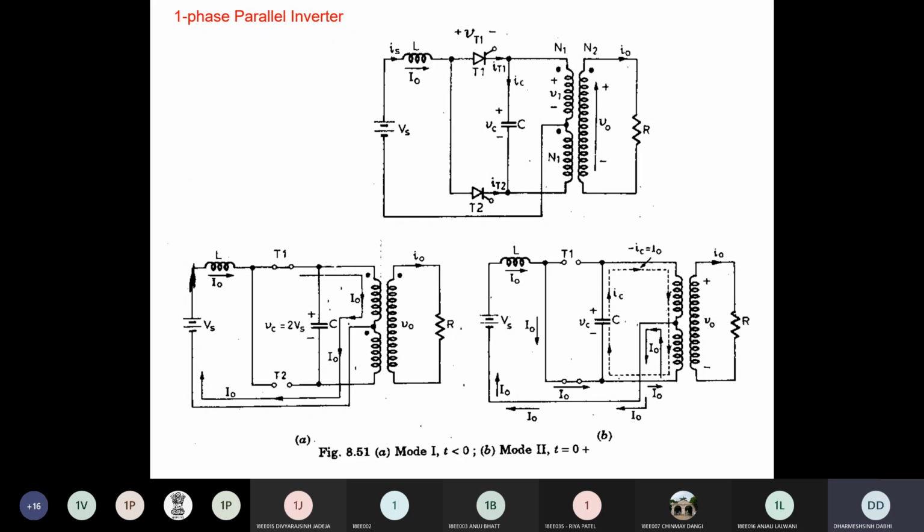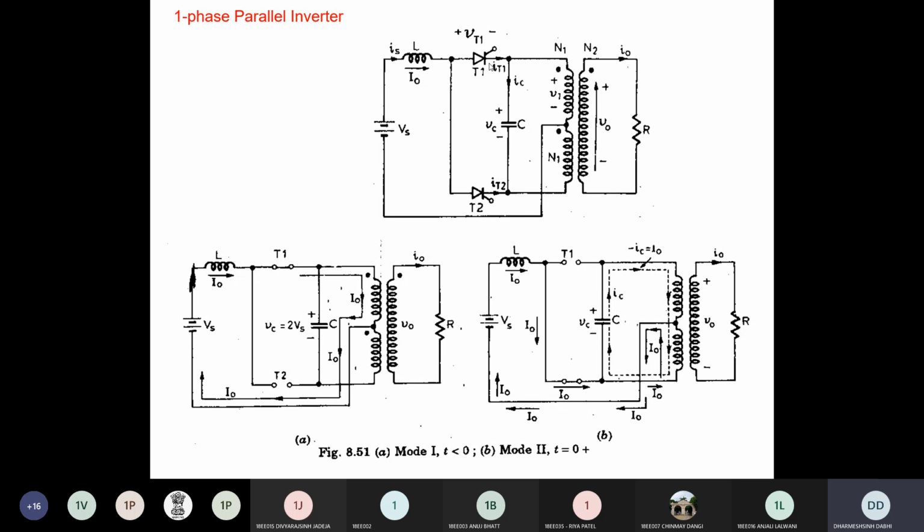So let's see the circuit diagram here. Here again we use the capacitor for the commutation of the thyristor. So first we see the circuit diagram. This is your supply, voltage source. In series we connect the inductor. Here the function of the inductor is to make this source a current source. Clear? Because this is the current source inverter, the parallel inverter. So the voltage source in series with the inductor makes the current source.